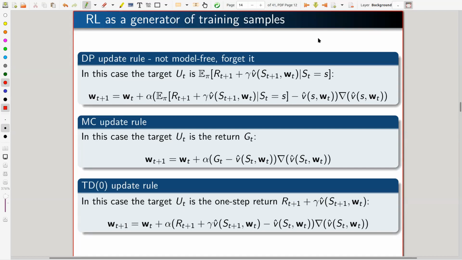Okay, so reinforcement learning is a generator of training samples, and these are the three targets that we can use. This one just forget and look only at this and this, because it is not model free. If you followed last week, then you can recognize this as a Monte Carlo target and this as the temporal difference target. So for the moment, nothing new, I'm just rewriting the previous slide where I'm writing explicitly the target we are using in these two families.